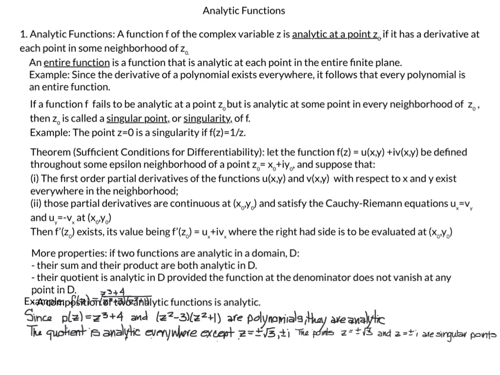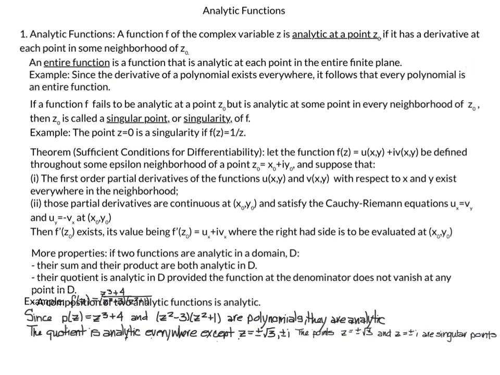is said to be analytic at a point z0 if it has a derivative at each point in some neighborhood of z0. So this is a definition we've been using as we talked about the Cauchy-Riemann conditions. So an analytic function is one that has a derivative. An entire function is a function that is analytic at each point in the entire finite plane. So an example, since the derivative of a polynomial exists everywhere, in other words, there's no singularity, it follows that every polynomial is an entire function.